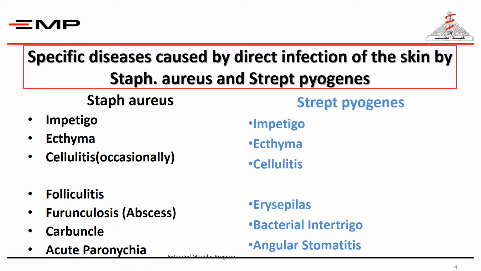The diseases caused specifically by Staph are folliculitis, furunculosis, and carbuncle, actually all related to the hair follicle, and acute paronychia. While the diseases caused by Strept pyogenes are erysipelas, bacterial intertrigo, and angular stomatitis.